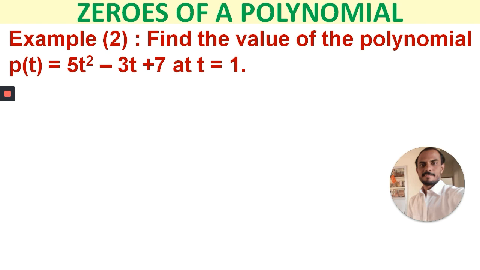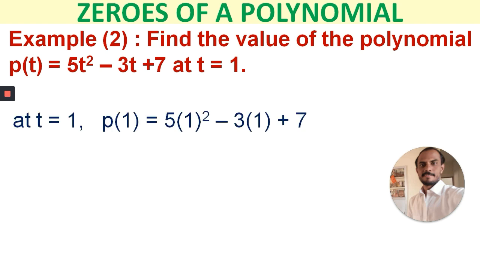At t is equal to 1, P of t is replaced as P of 1 is equal to 5 into 1 square minus 3 into 1 plus 7. Okay, in the given polynomial, where the t is there we have to replace that t with 1. Next step, see the students, 5 into 1 square is 1, 1 square is 1, that 1 into 5 is 5 only, minus 3 ones are 3 as it is plus 7.